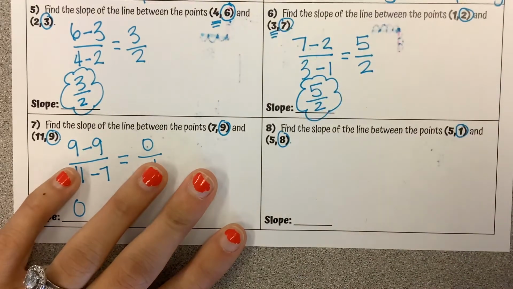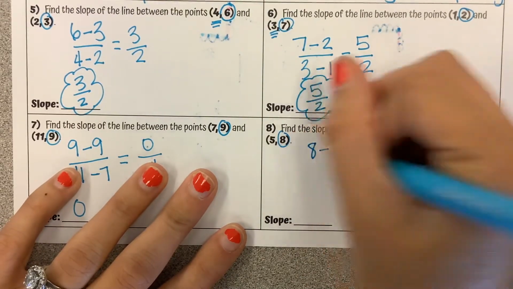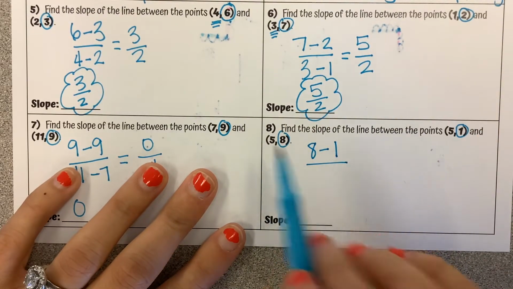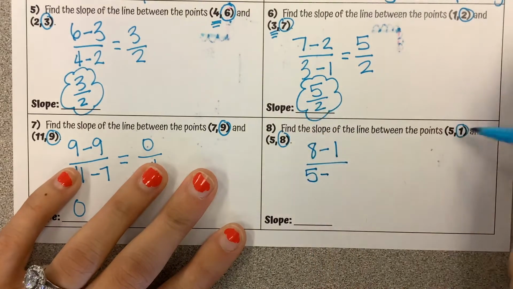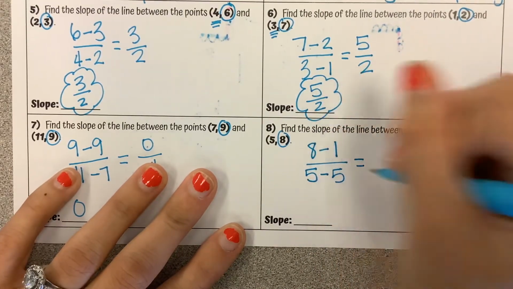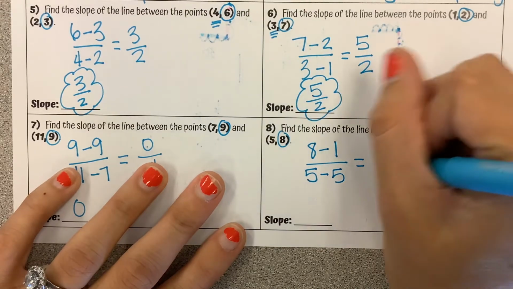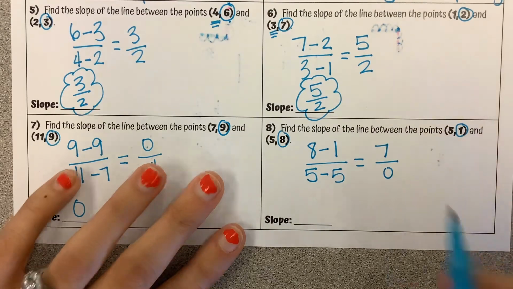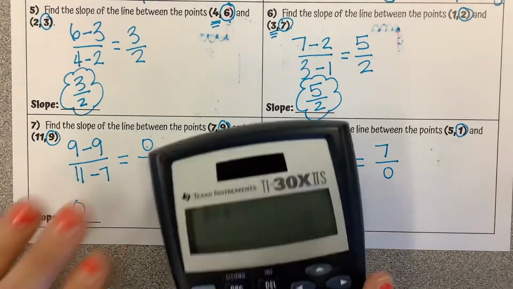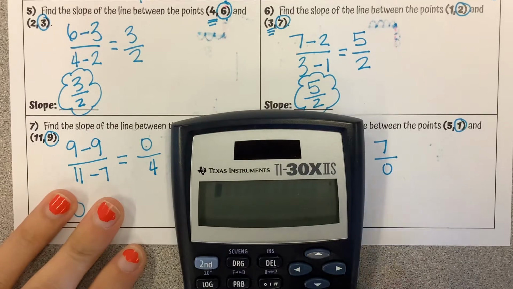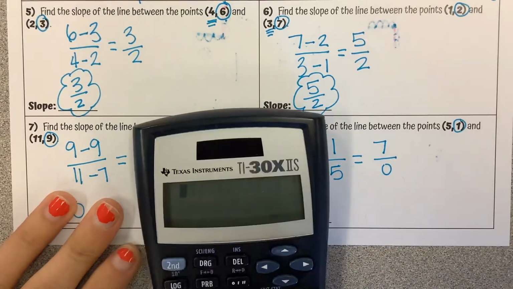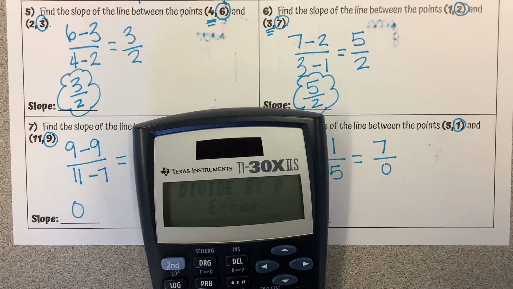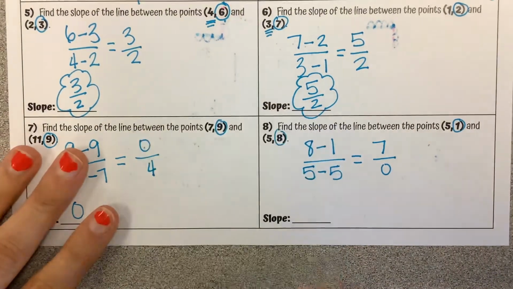The second special case, let's look at our y values. We have an 8 and a 1, so I'm going to start with 8 minus our other y value of 1. Since I started with 8, I'm going to start with this 5 here minus the other one, which is also 5. 8 minus 1 is 7 over 5 minus 5 is 0. For this, when I plug that in, 7 divided by 0, I get an error. Divide by 0, error.